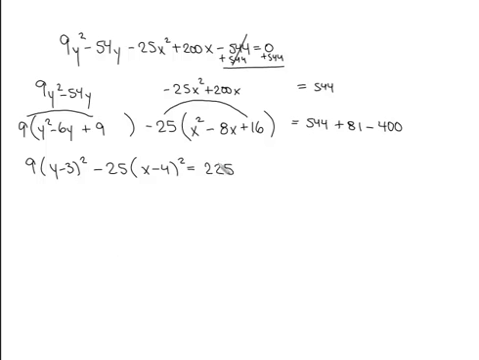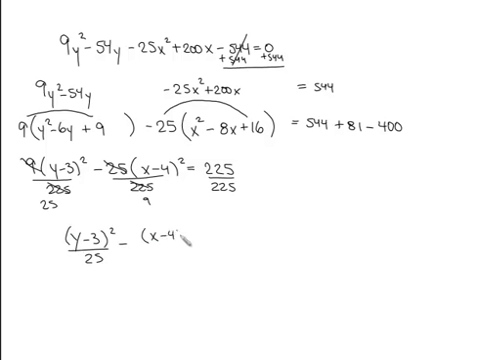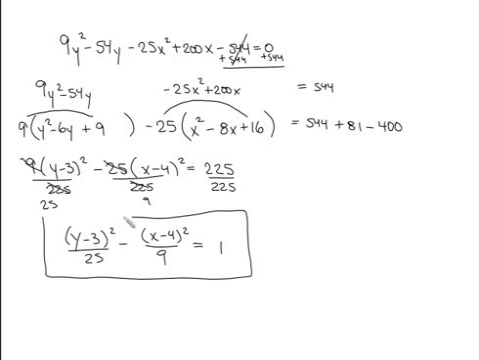And again, like ellipses, this has to be a 1, so I divide everything by 225. Those cancel and give me 25. Those cancel and give me 9. Those cancel and give me 1. And I get y minus 3 squared over 25 minus x minus 4 squared over 9 is equal to 1. And there is our standard conic form of our hyperbola.